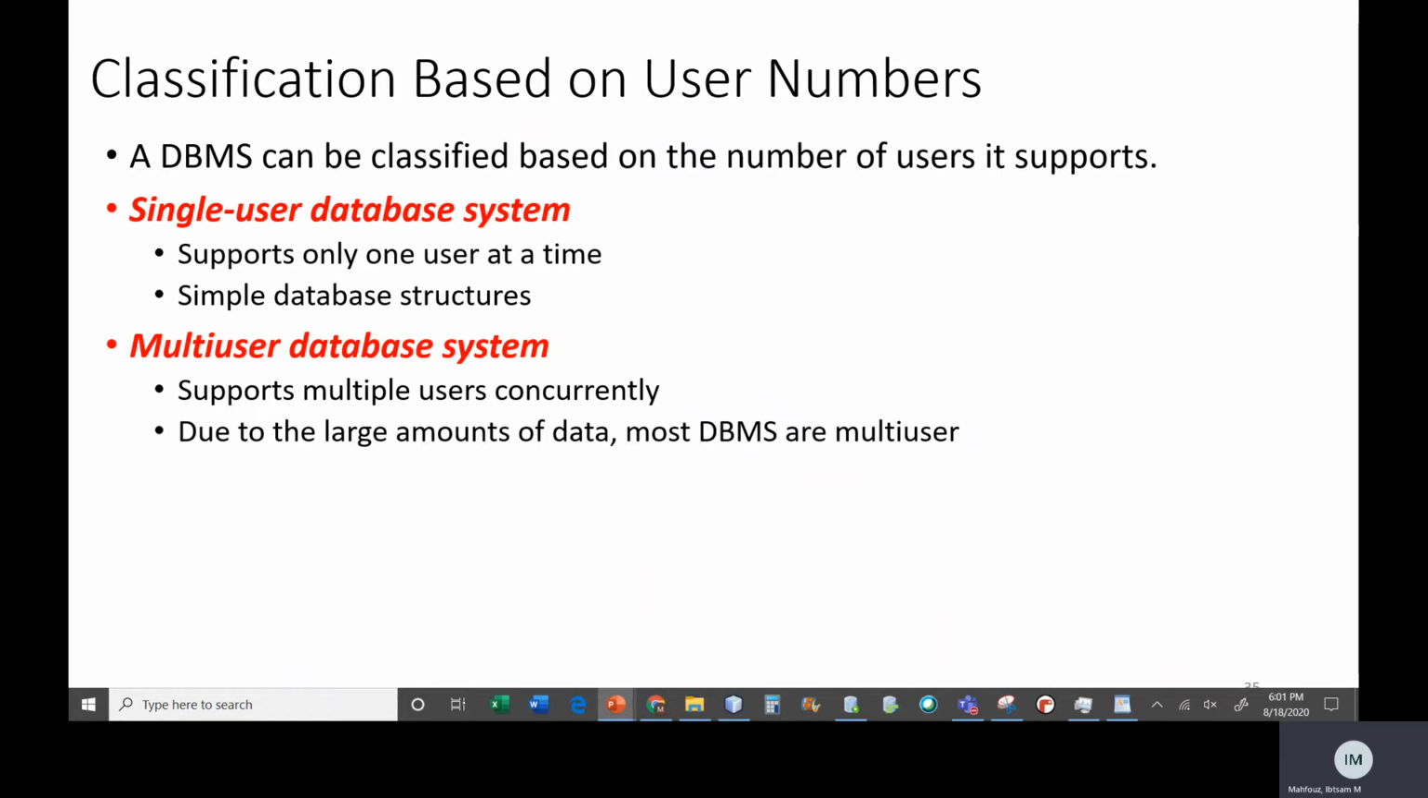Another way to classify database management systems is based on how many users are going to be using it. So if you have a database that's only going to be used by one person, one person is going to be maintaining this database and using it, then you are talking about a single user database system. Only one user is going to be using it at any time. You don't have to worry about more than one user using it at any given time. And so that makes the database simple, because you're only dealing with one user.